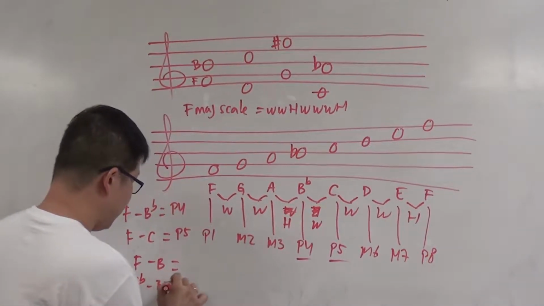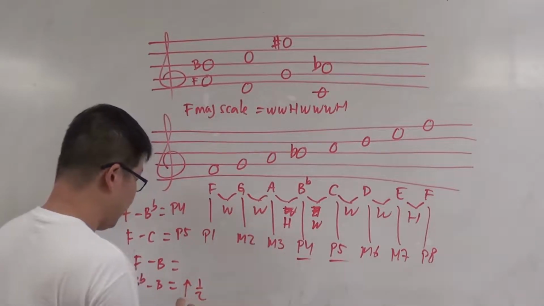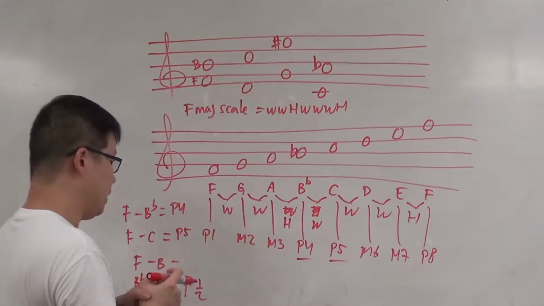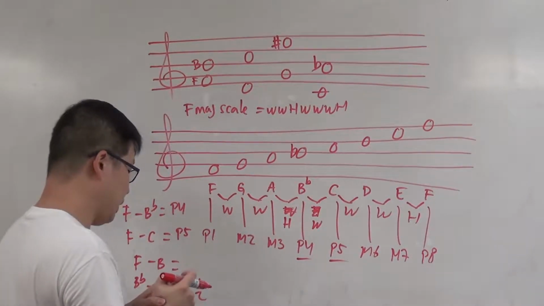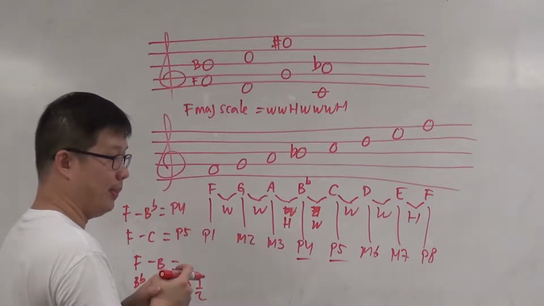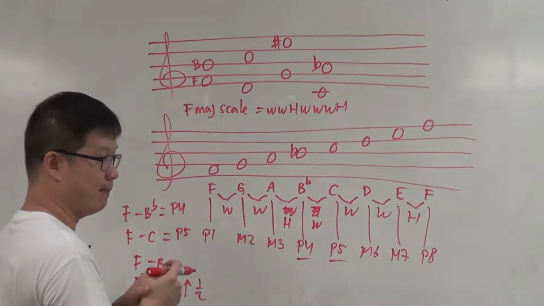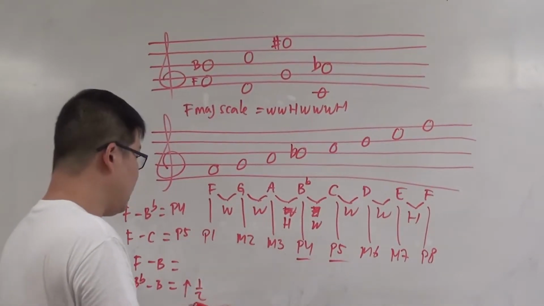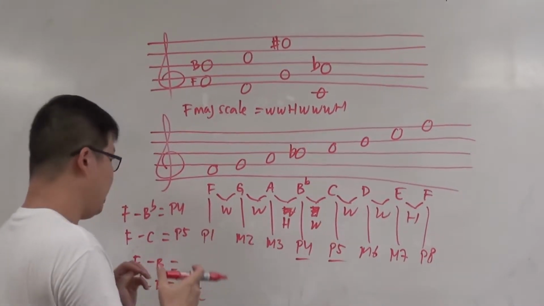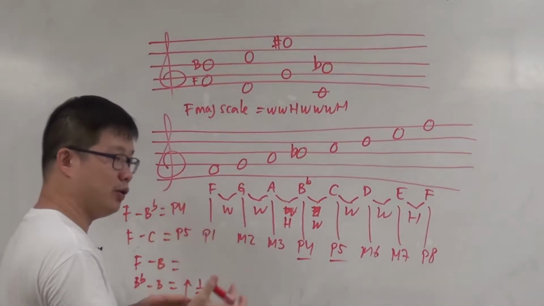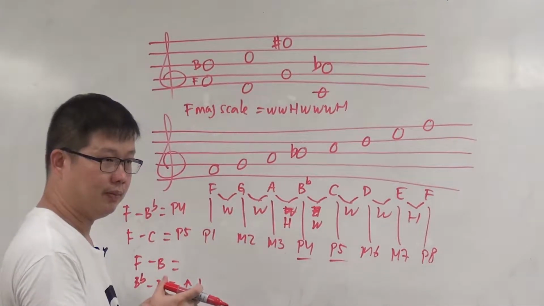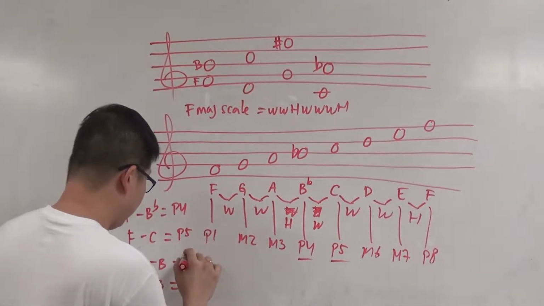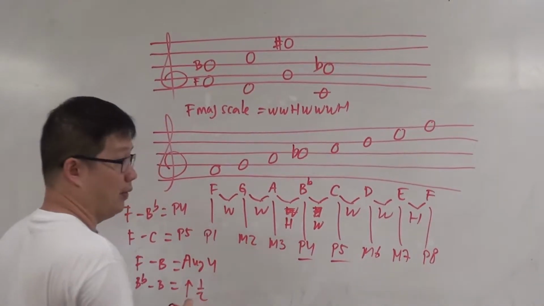B flat to B basically is increased by half step, correct? So the rules say if it is a perfect interval and it increases by a semitone, it becomes augmented. Very good. So instead of having it as a perfect fourth, F to B becomes an augmented fourth.